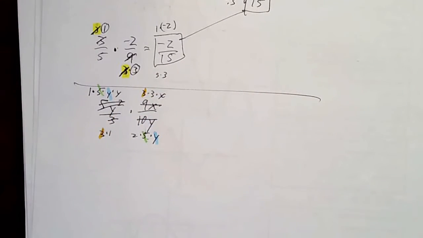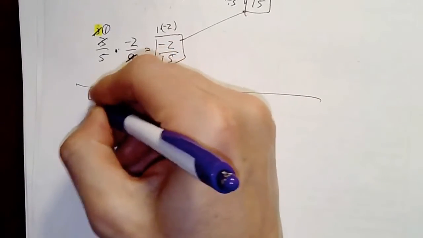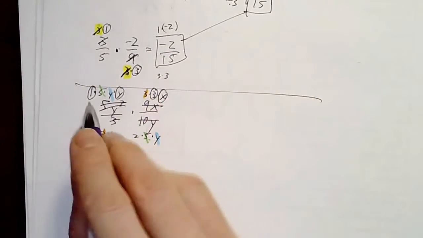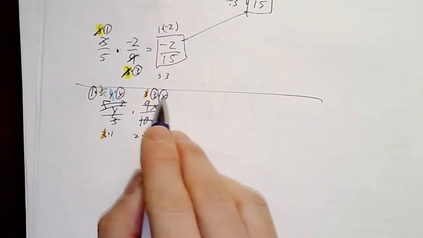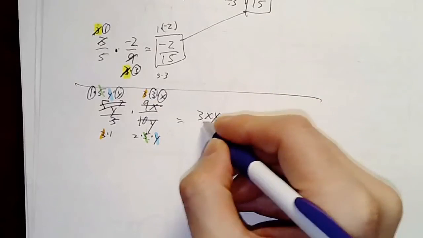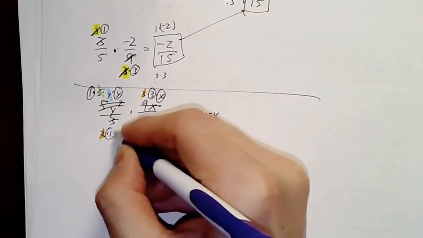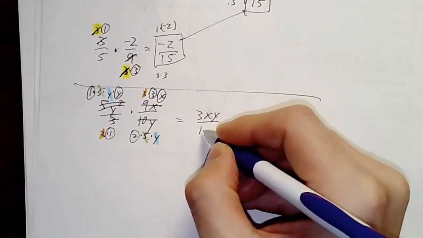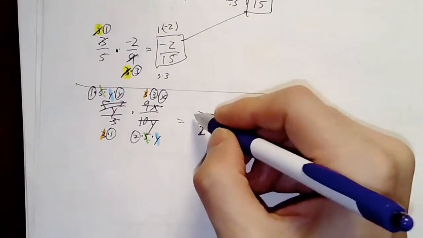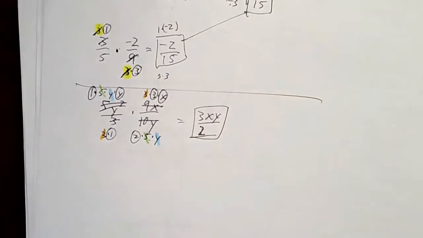And what am I left with? In my numerator, I'm left with 1 times y times 3 times x, which is 3xy. And my denominator is 1 times 2. 1 times 2 is just 2. So I would end up with the fraction 3xy over 2.